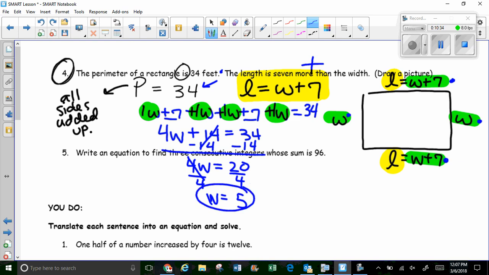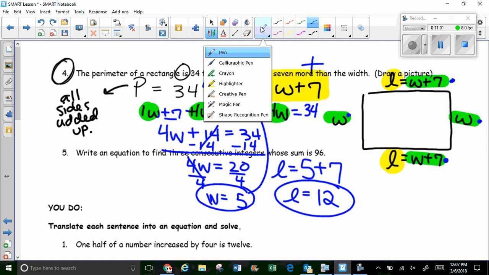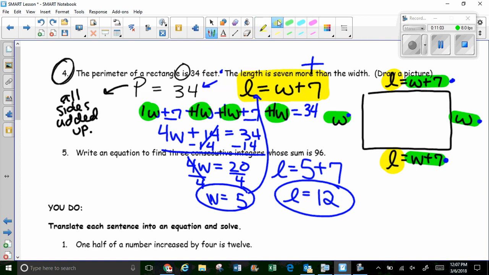Now remember our STAR: we searched for keywords, we translated, we answered, but the last step is to review. I want to make sure that I find both unknowns, so the length and the width. So I've got the width. Now we can go back up, and we know that the length is just 7 more than the width. Well, now I know the width is 5, so what's 7 more than 5? That's going to be 12. So there you go. W is 5, and the length is 12.